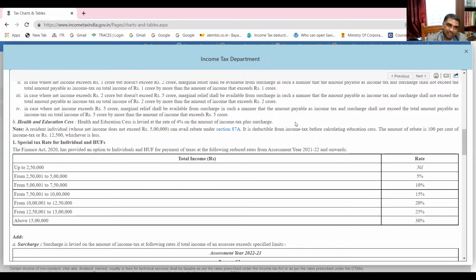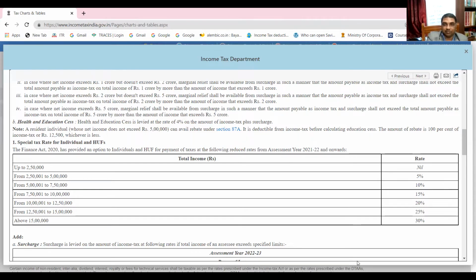One more thing, friends. For resident individuals, there is one more concession. That concession is a rebate, given under section 87A. Under section 87A, if the total income of the assessee, who is a resident and individual, is below 5 lakh rupees, then 100% of the tax amount or rupees 12,500, whichever is lower, will be allowed to him as a rebate.